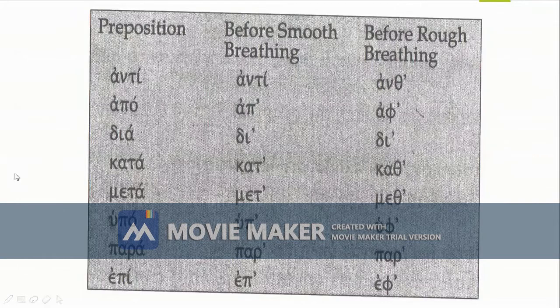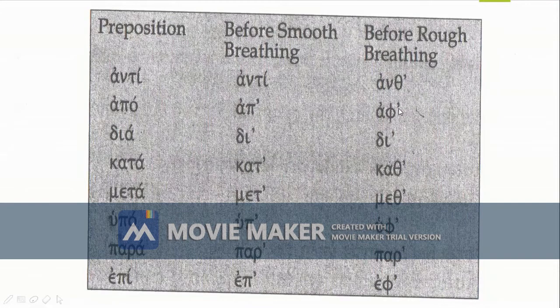So that is elision. The first preposition is anti. If it precedes smooth breathing, it is still anti. But if it is followed by rough breathing, it becomes anth, so that the iota is dropped and the tau is changed to theta. So anti, anth. For apo, before smooth breathing, it becomes ap. You make elision on the omicron, so it becomes ap.